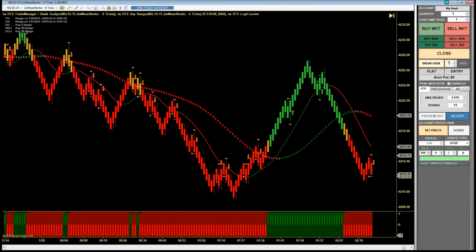Compare that with another trade. Let's say we're looking at, I think it was this one right here that we were looking at.